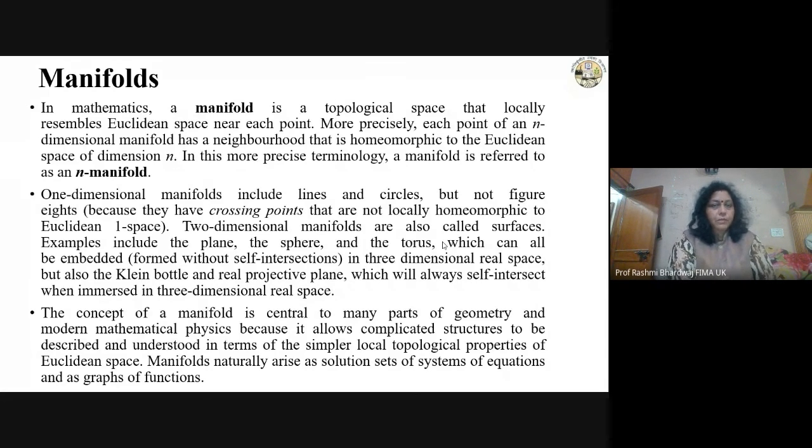Now we are coming to manifolds. I am not going into much detail about the manifolds. It is simply a topological space that locally resembles Euclidean space near each point. More precisely, each point of an n-dimensional manifold has a neighborhood that is homeomorphic to Euclidean space of dimension n. In this more precise terminology, a manifold is referred to as an n-manifold. If you take a one-dimensional manifold, it is locally homeomorphic to Euclidean one-space. I am showing this only so that you are able to know about manifolds.